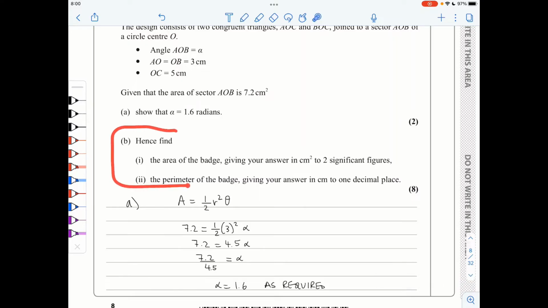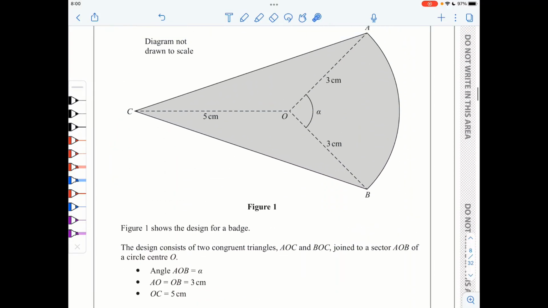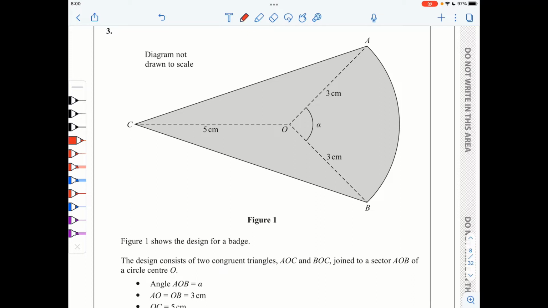Hence, it says in part B, find the area of the badge and the perimeter of the badge. Now, to find the area and the perimeter, I need to consider the angle here. We know that this is 360 degrees or 2 pi radians, and because the two triangles are congruent, it means that these two angles are the same. Therefore, this is (2 pi minus alpha) over 2. And this is also (2 pi minus alpha) over 2.